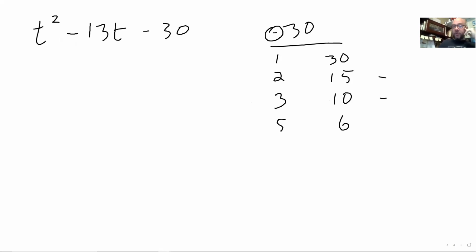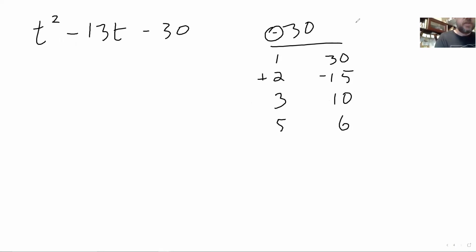Sometimes this happens. Now, there will never be more than one that works. Sometimes there will be none that work, but it can never ever be more than one. So even though we can get 13 2 ways, this negative means that only one of those ways is going to work. And the way I want to get minus 13 is minus 15 plus 2.